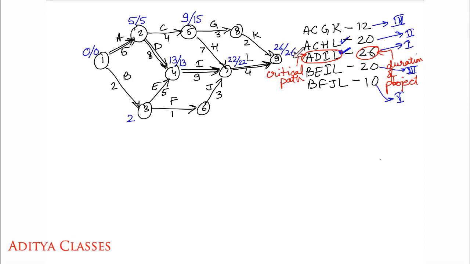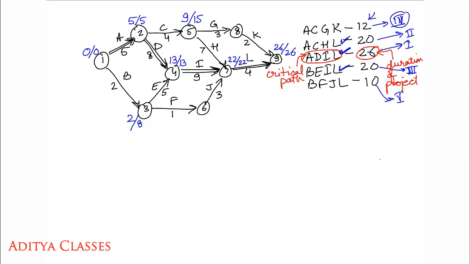Done. Now let me start with backward pass. See, 0 plus 2, 2, 2 plus 5, 7, 7 cannot come, 13 will come because it is the larger value. Larger one wins the game in a forward pass. Then you have 13 plus 9, 22, 22 plus 4, 26. Jump to this 26, 26 minus 4, 22, 22 minus 9, 13. 13 minus 5 will give me an 8. And then this 8 minus 2 will give me a 6, but no, I already have a 0. That 0 will win the game. So I'm through with this path BEIL also.